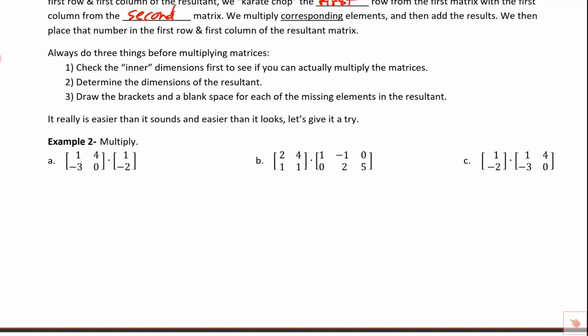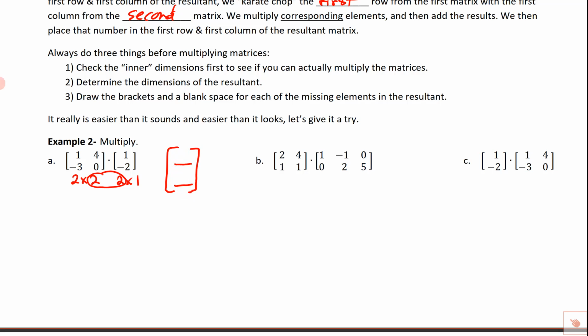So example 2a. So here's the first thing we want to do. We want to check the inner dimensions and make sure that we can actually multiply the matrices. So this is a 2 by 2, and this is a 2 by 1. The inner dimensions are the same, so that means the resultant is going to be a 2 by 1. So we're going to write down a 2 by 1, and that 2 by 1 is going to look like this. So I'm going to make it fairly large so we can have space here. So a 2 by 1 has 2 rows and it has 1 column. So all we need to do is just find these guys right here.